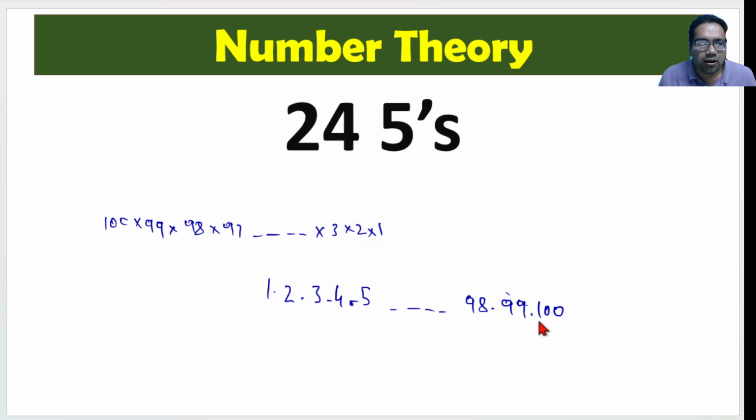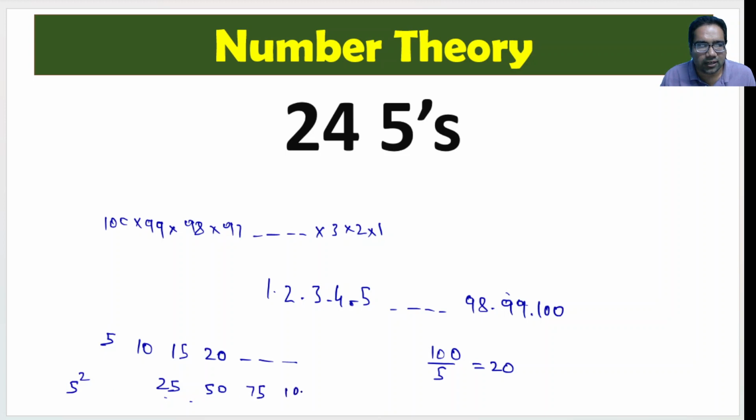In these numbers, how many times will 5 come? 5 will come 24 times. Why 24 times? 5 will come once in 5, 10, 15, 20, likewise. Every fifth number is a multiple of 5. So in 100, there are 20 fives. At the same time, numbers like 25 and 50 are multiples of 25, which is 5 square. 5 square, which is 25, will come 4 times: 25, 50, 75 and 100.